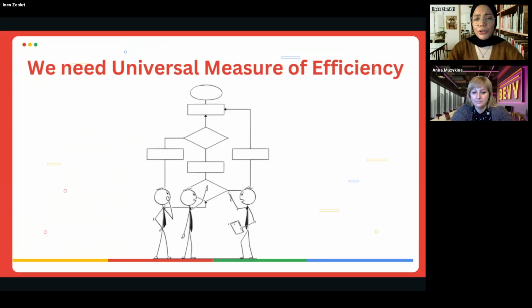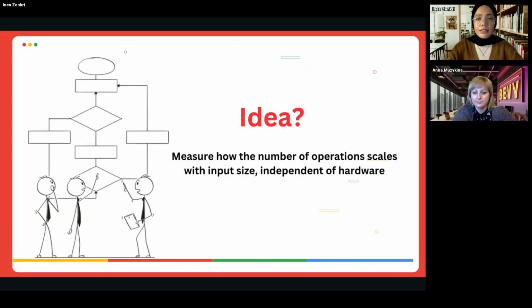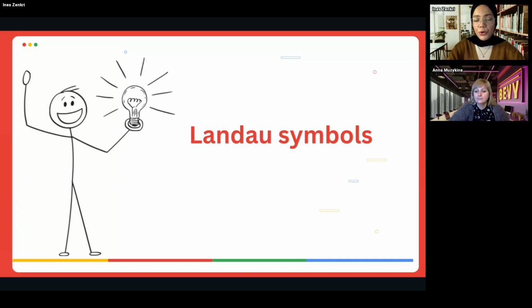So the idea was to have a universal measure of efficiency. And we thought, instead of just calculating the running time that the CPU is using, we measure the number of operations, how the number of operations scales with the input size, independent from the hardware. And this is where the Landau symbols come into use. In today's session, I'm going to introduce 3 of them, which are the most commonly used and, I find, the most important as well.